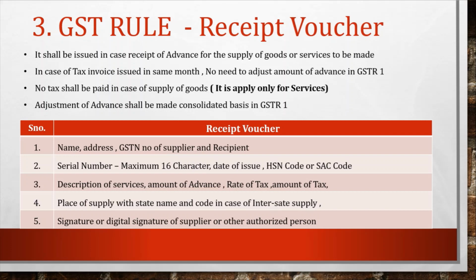The components are there, everything is the same, but the change is the description of services, amount of advances, and rate of tax. Point number 3. So the amount of advances we have to mention along with the rate of tax and amount of tax. The rest are the same.